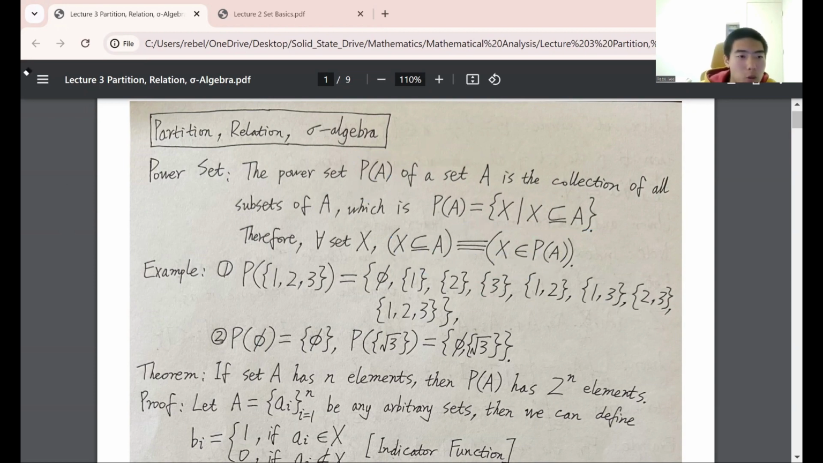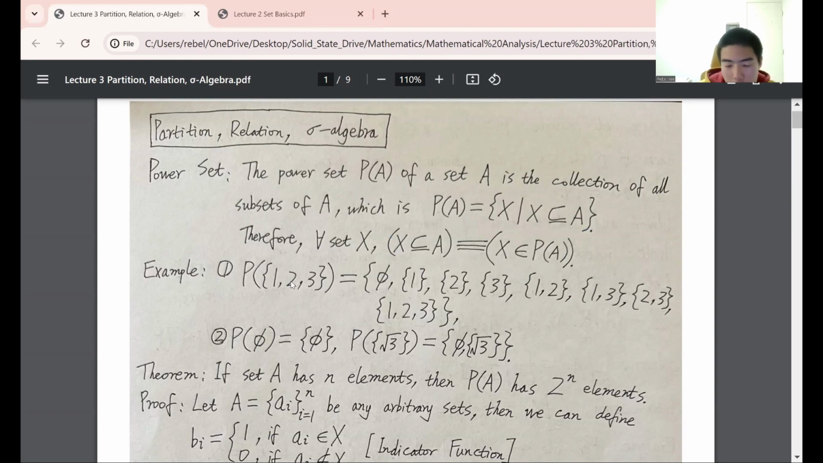We'll see an example to help you understand. So if A equals {1, 2, 3}, what is the power set? Let's count all of its subsets. The empty set is a subset of all sets. Then 1, 2, 3, each single element, and {1, 2}, {1, 3}, {2, 3}, and {1, 2, 3}.